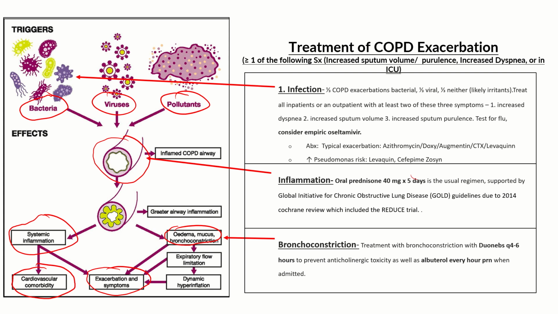So how do we treat it? You really want to hit this on multiple levels. For infection-wise, any inpatient, you should just automatically treat for infection. We'll get into the antibiotics soon. Outpatients, you really want to pick the patient population that may have an increased risk of having a bacterial infection causing their COPD exacerbation. So what we look at, they need 2 out of 3: increased dyspnea, increased sputum volume, or increased sputum purulence. So increased dyspnea, or increased quantity or quality of their sputum.